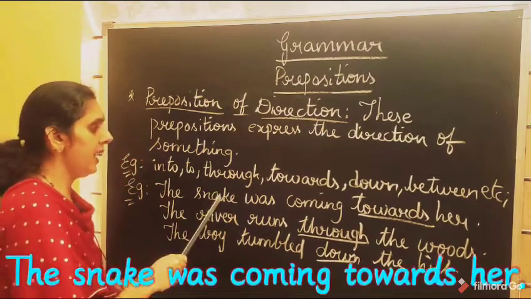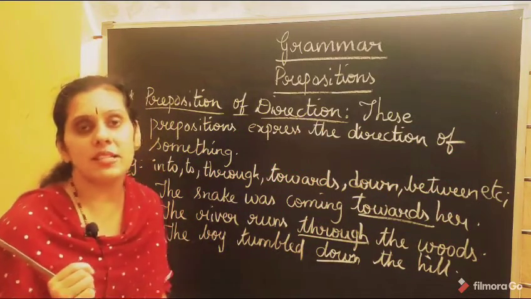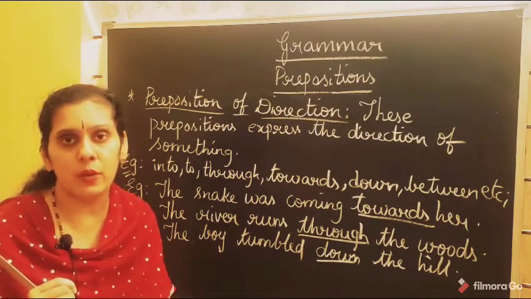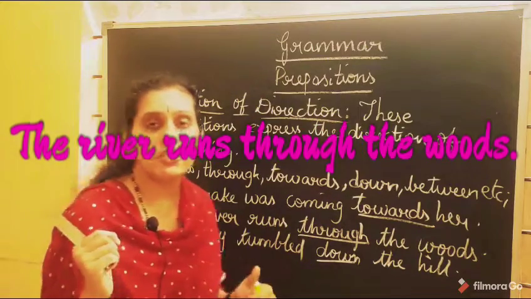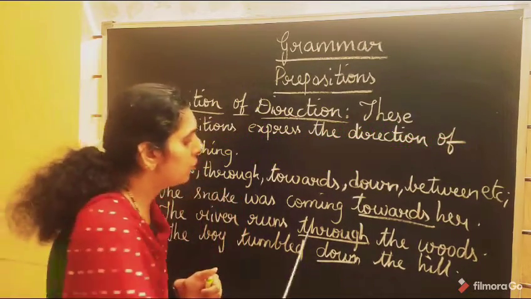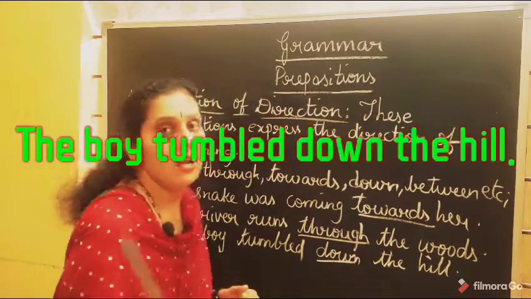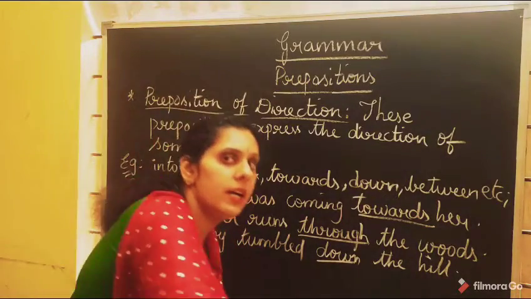Now let me give you a few examples here. The snake was coming towards her. In which direction was the snake coming? Towards her. Next, the river runs through the woods. In which direction will the river run? Through the woods. Next, the boy tumbled down the hill. In which direction did he fall? He tumbled down the hill.